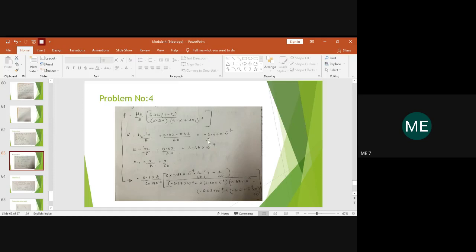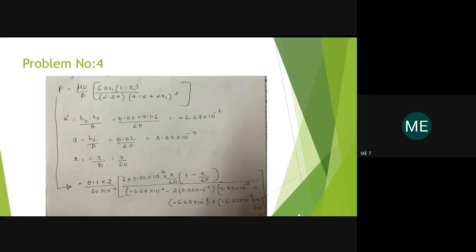If you don't change the sign convention here, just retain minus, open the bracket and write one more minus, or else you can directly write plus. 6 point minus of 6.67 into 10 raised to minus 4. Close the bracket. Plus the alpha value is again minus 6.67 into 10 raised to minus 4, into x1, which will be x upon 60. So you have to substitute with respect to the equation.